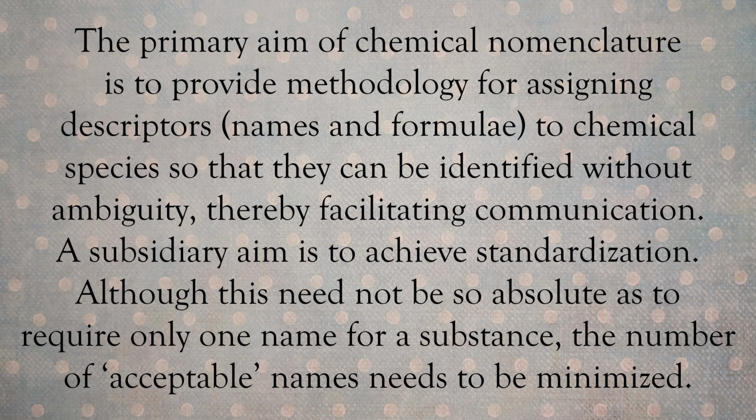The conflict arises from different goals, different reasons for communicating ideas. In the start of the Red Book, it says the following: "The primary aim of a chemical nomenclature is to provide methodology for assigning descriptors, names, and formulae to chemical species so that they can be identified without ambiguity, thereby facilitating communication. A subsidiary aim is to achieve standardization, although this need not be so absolute as to require only one name for a substance. The number of acceptable names needs to be minimized."